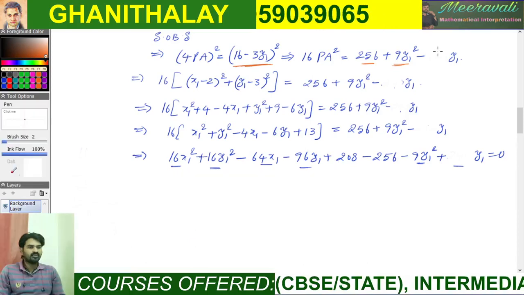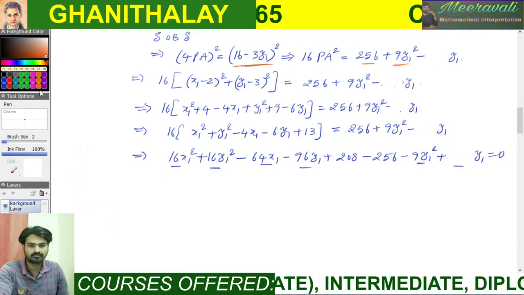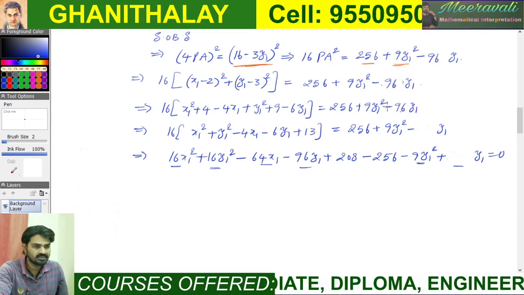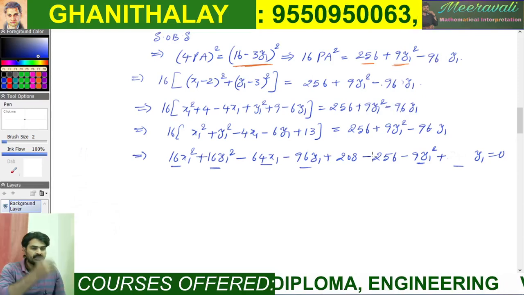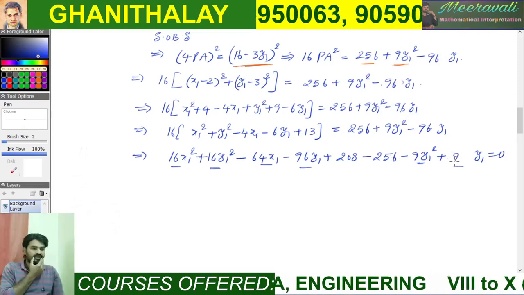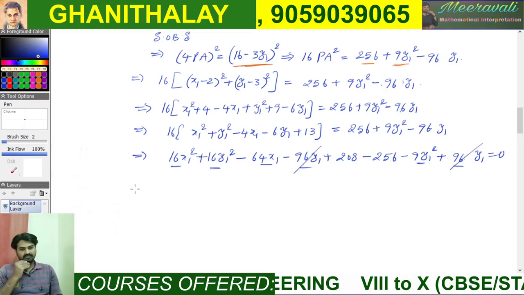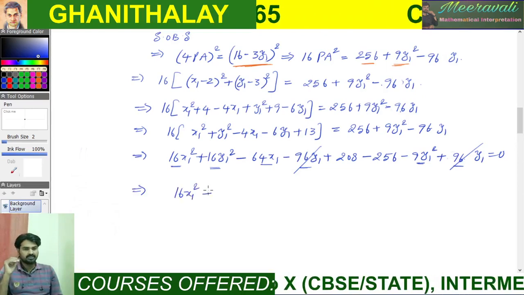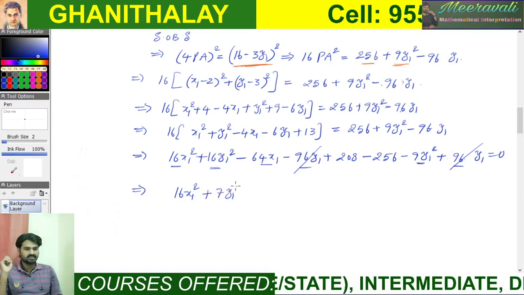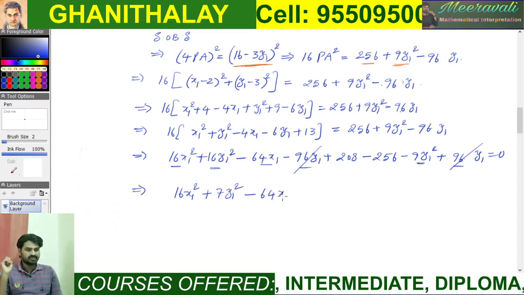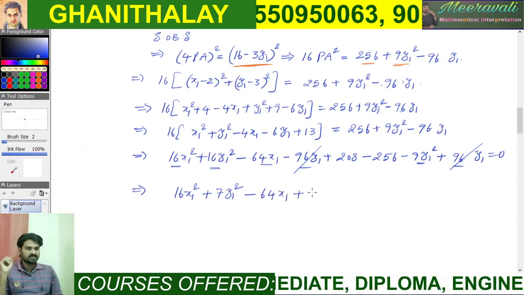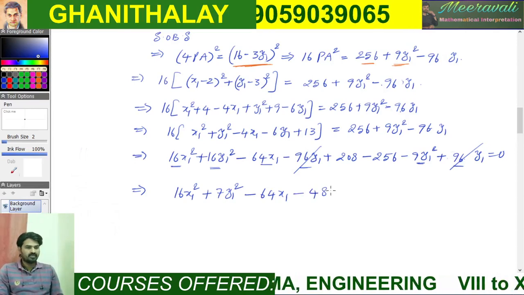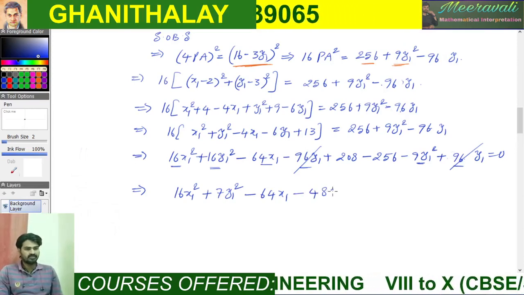Okay. Now here we have to write 96. Finally here 96 and 96 cancel. Now if you write this: 16x1 square, next 16y1 square minus 9y1 square is 7y1 square, next minus 64x1, next finally minus 256 minus 208, 48 is equal to 0.